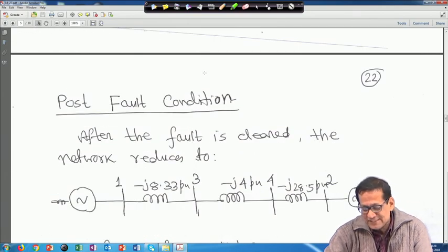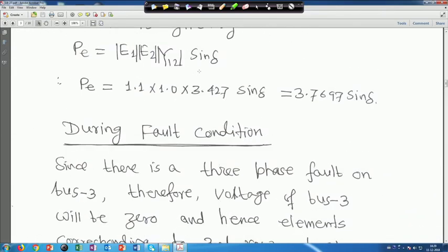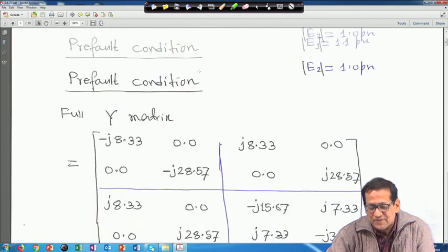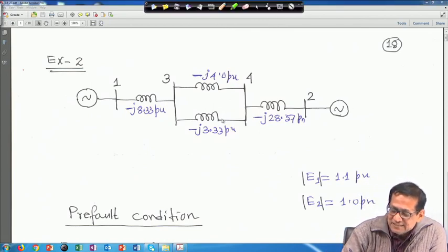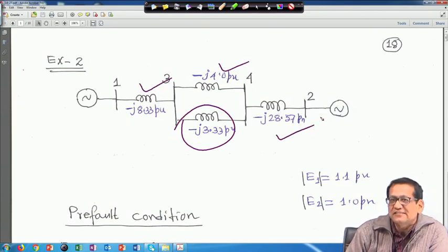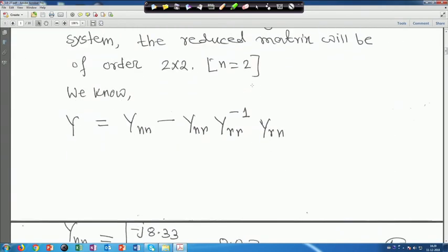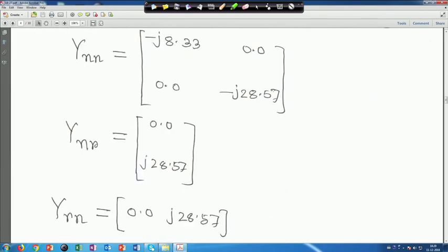Actually, during post fault condition, if you come back to this, let me go to the diagram, right, here for the post fault condition. So, when the fault is cleared, this line is out, right. So, this line and this line are there, these 3 lines are there, right. So, this line is out when the fault is cleared, say. In that case, just hold on, let me go to that, right.